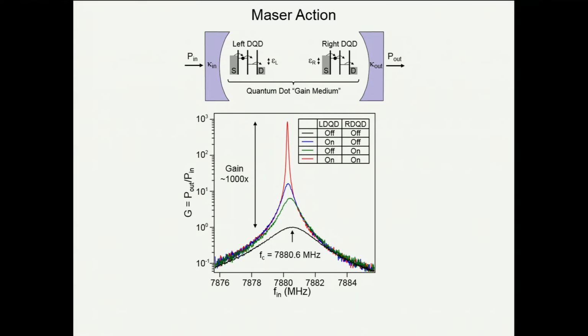We could reverse the roles and turn the right double dot on, but turn the left emitter off. And again, we saw a gain of order a factor of 10. But when we had a current flowing through both of them, there's a huge enhancement in the power gain. Now we're shining light in, and we get 1,000 times more power out. Single electron tunneling events are really doing something inside the cavity that is amplifying the light field. This kind of smells like a laser or maser.